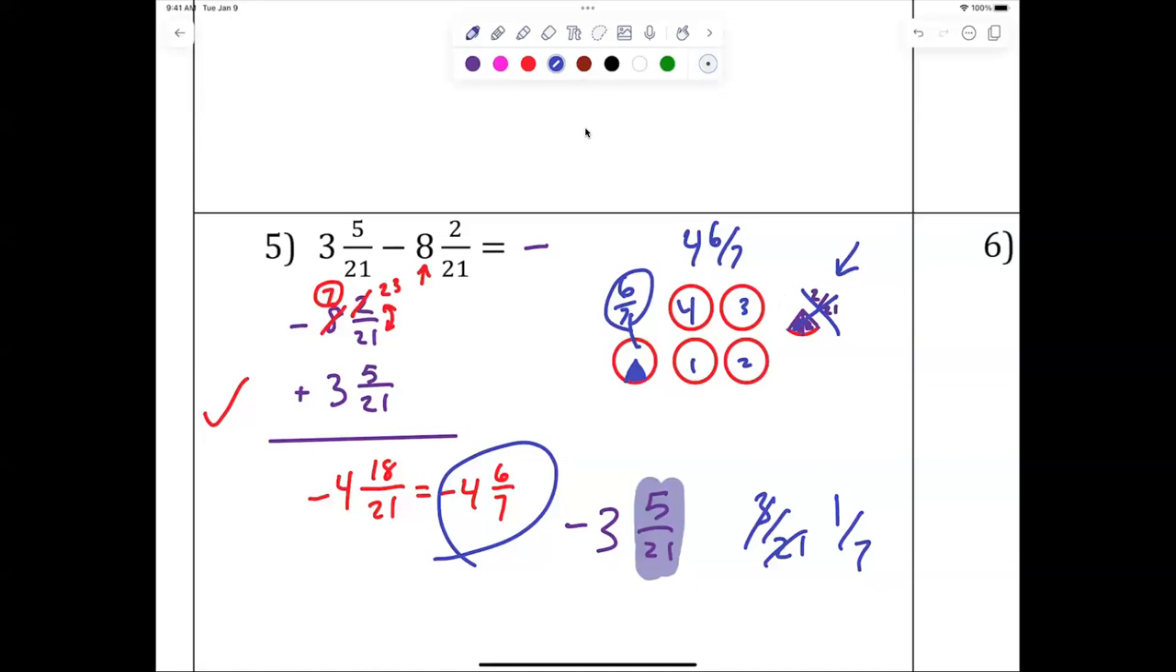All right, go. What do you mean? Why am I adding? I'm not adding. I've been subtracting the whole time. I started out with 8 and 2 over 21, and I subtracted 3. That's showing it's positive. Yeah.